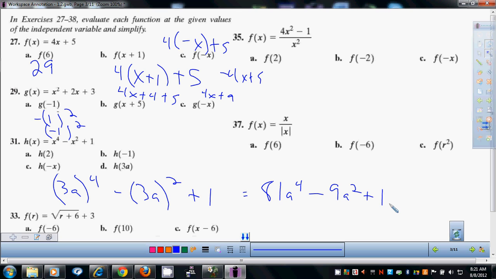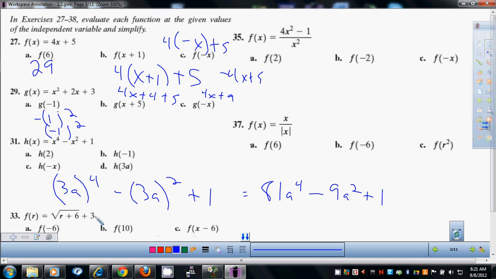So, who can tell me part B of 33? What's that going to end up being? Yeah, a 10 in, so it'll be 16. Square root of 16 is 4, plus 3, 7. Very good. What about part C?